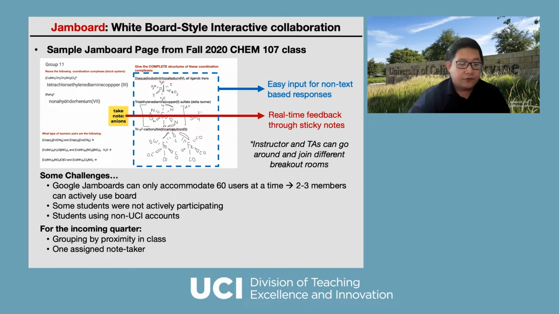For the incoming quarter, I'm planning on using this platform and grouping students based on proximity, so they don't have to move around during the class. I still have to check out the classroom that I'll be using, but if they can't move around their seats, this is a good platform so that they can still write onto something while maintaining a safe distance from one another. And now we'll have one assigned note taker so that there won't be a lot of students accessing the Jamboards all at the same time.